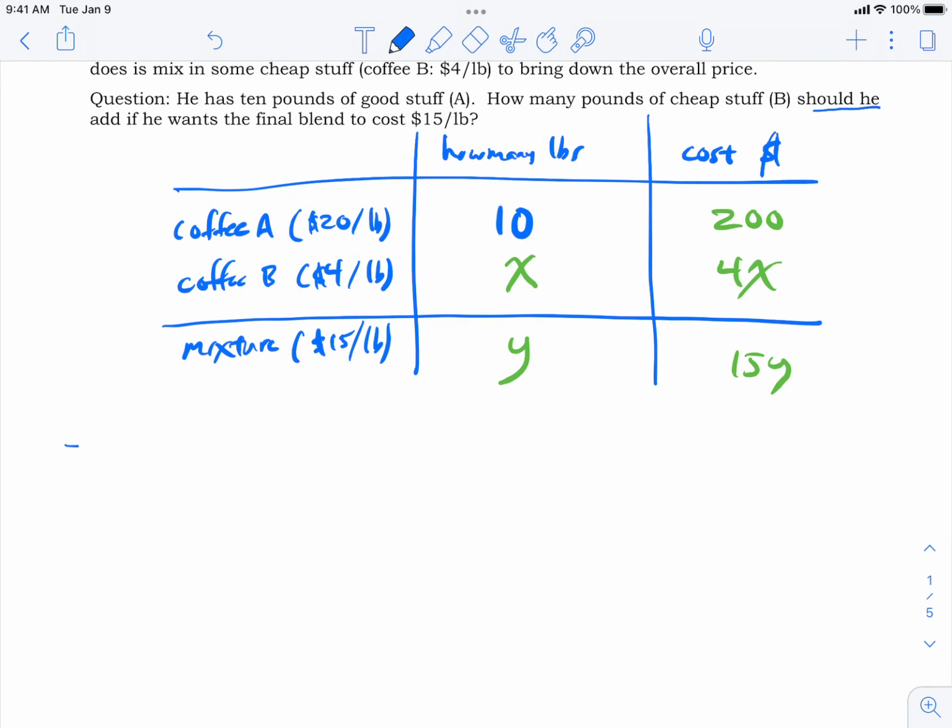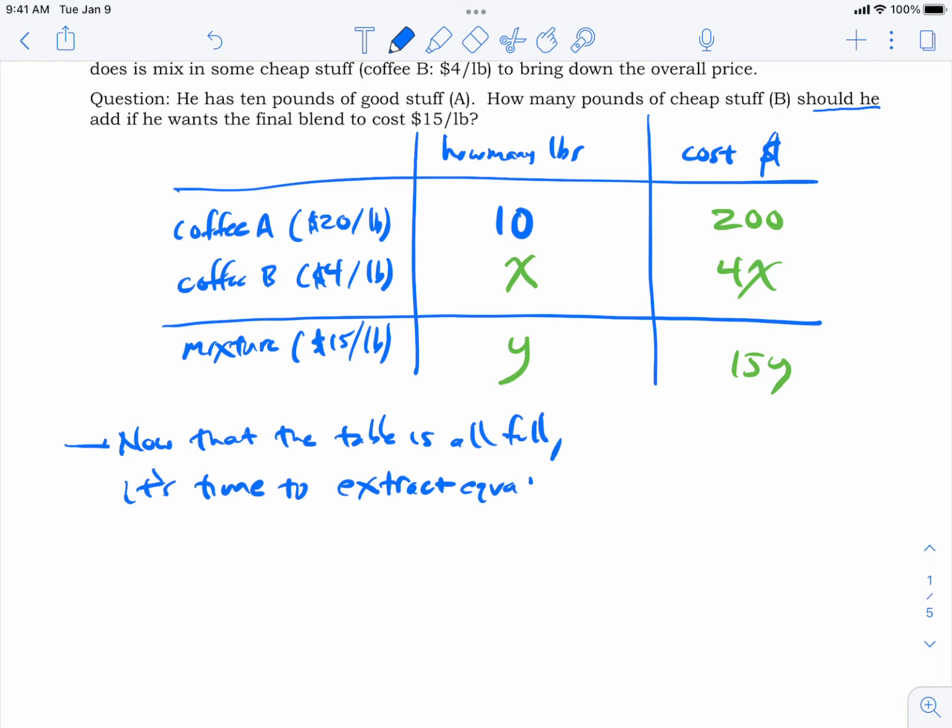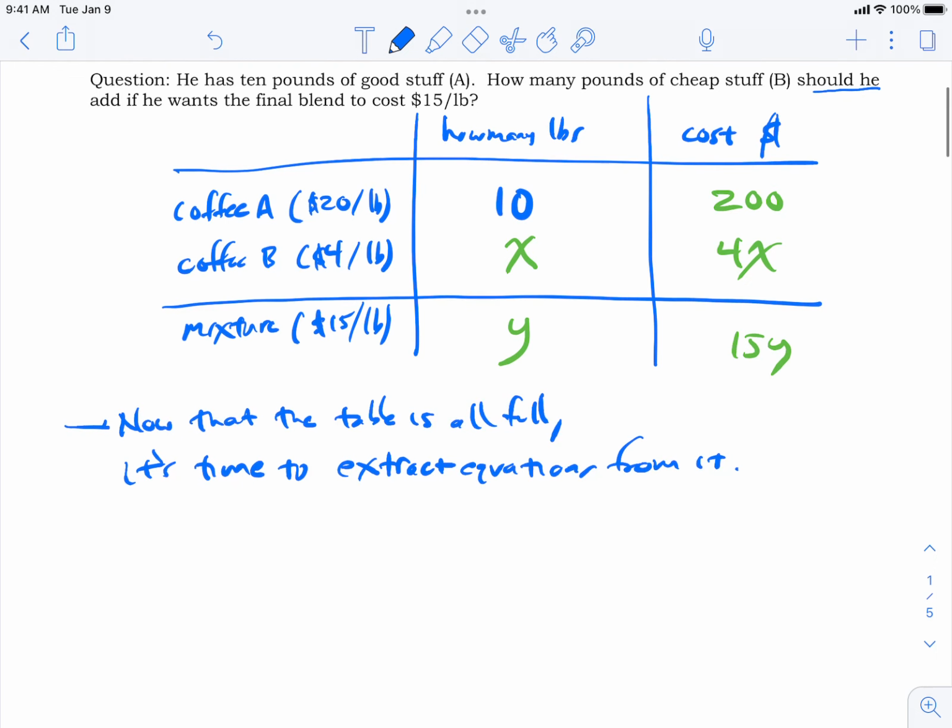Now that the table is all full, it's time to, what I say is, extract equations from it. How do you extract equations from it? Well, here's a clue. We were just crossing the table this way, right? We said, hey, $20 a pound, 10 pounds. $4 a pound, yeah. Well, think about crossing the table a different way. Come down this column.